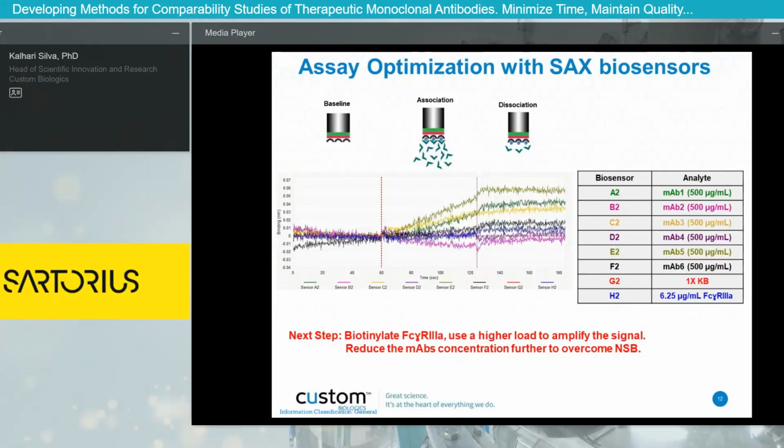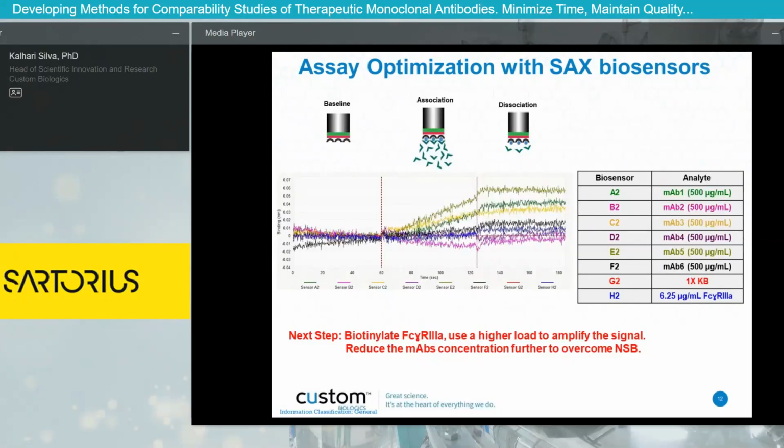We use 8 different sensors, 6 of them dipped in 0.5 micrograms per ml MAB, each MAB, and then 1 dipped in 1x kinetic buffer, and another also dipped in Fc gamma R3A. So mind you, none of these are tagged, or none of these are biotinylated. It's just to see if there's non-specific binding of the monoclonal antibodies and the receptor to the empty biosensors.